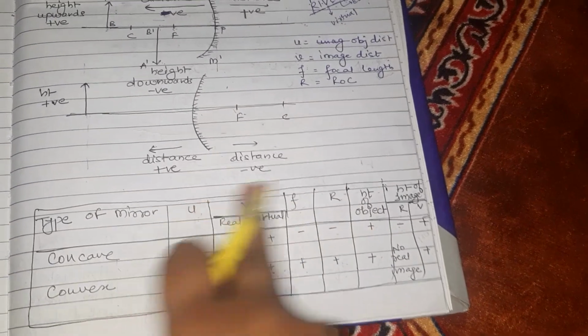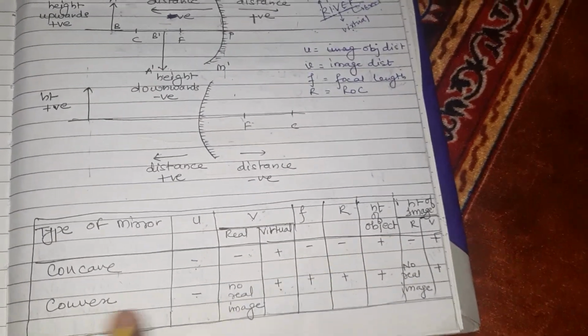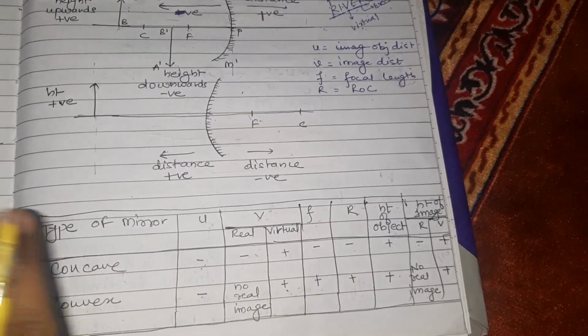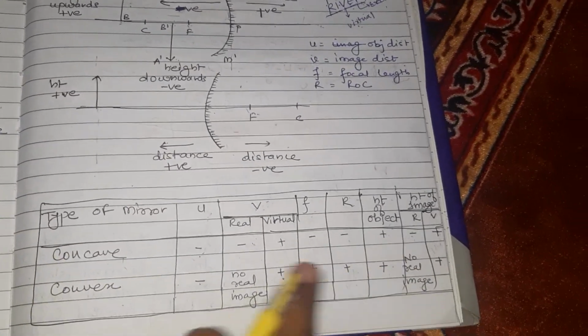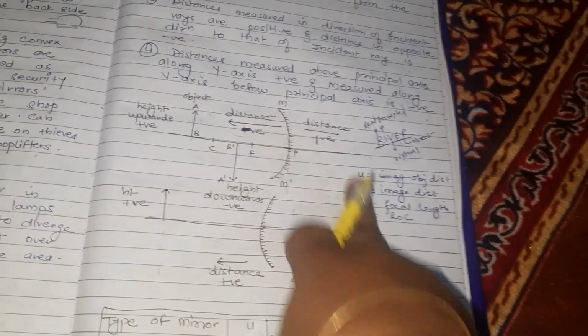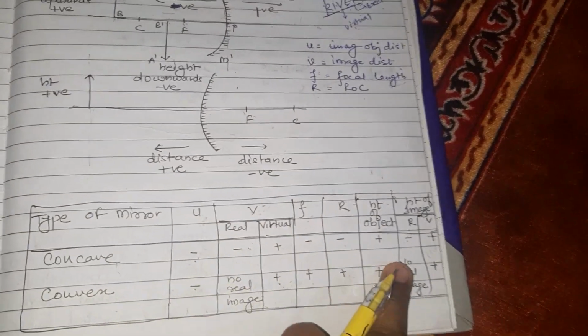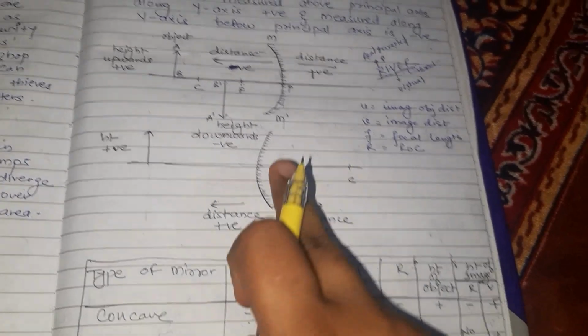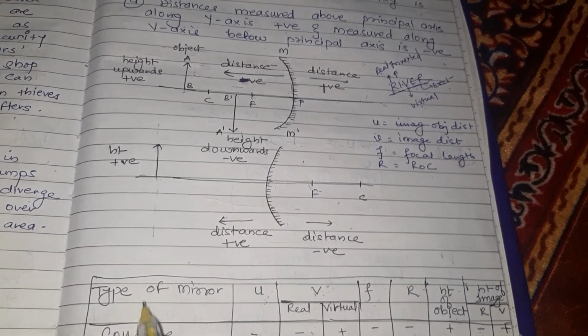Now we will learn this table. If you learn this table very well and you know how to construct it, then you can solve each and every sum very easily. Now on the basis of this diagram only, I'll explain how to put the sign. The table is totally based on the sign convention. Let us see. Type of mirror.